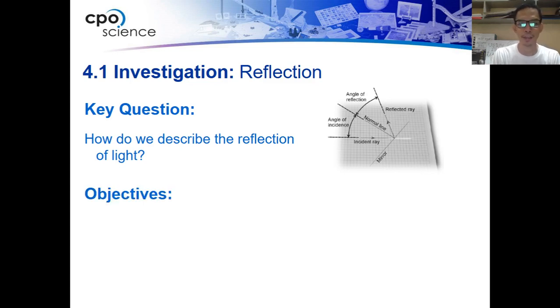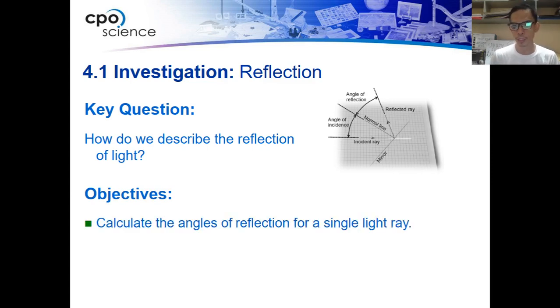The objective of this particular lesson is for us to compute the angles of reflection for a single ray of light. We will compute, and at the same time we will demonstrate how light is reflected on any kind of surface. So that is reflection.